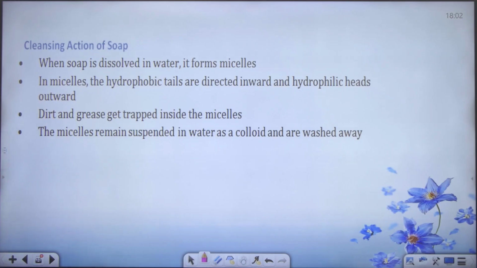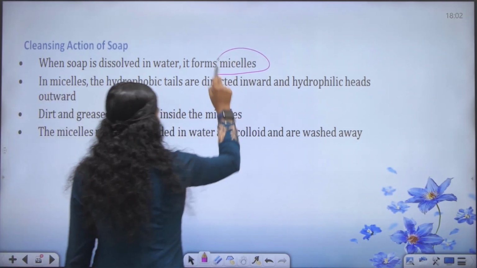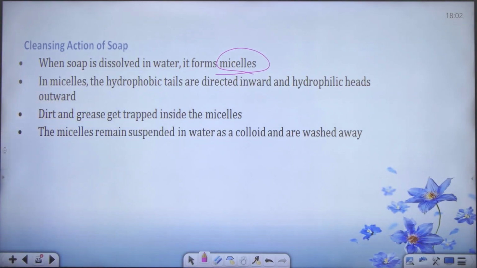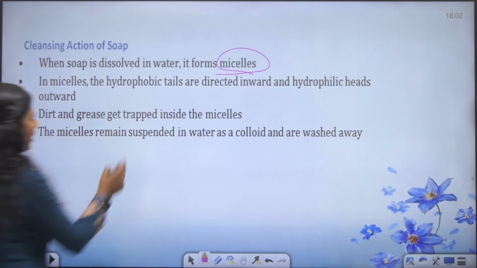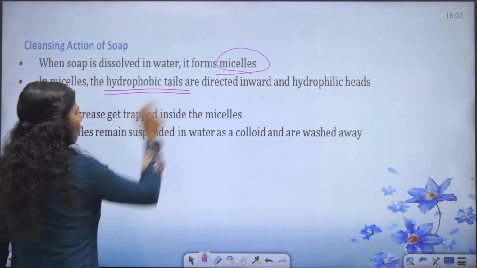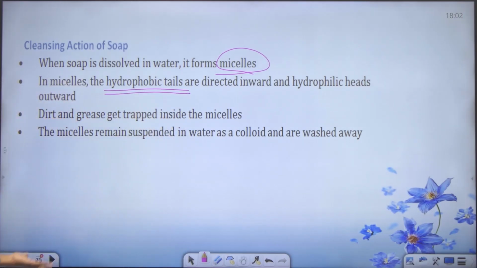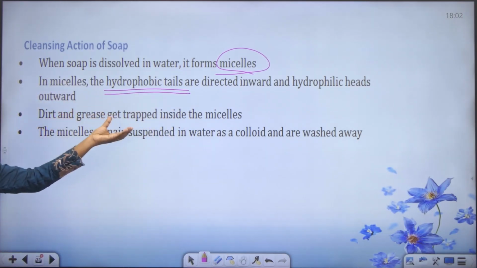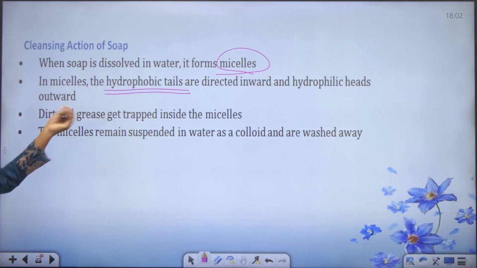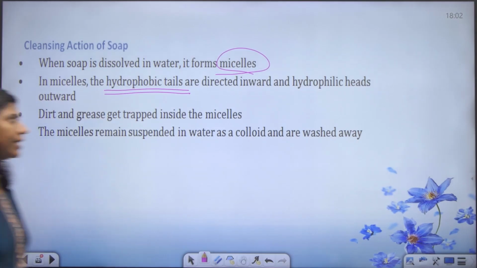When soap is dissolved in water, it forms micelles. Micelle formation: soap dissolved in water forms micelles. In micelles, the hydrophobic tails are directed inwards and the hydrophilic heads outward. We know that hydrophobic means the water repelling part. The longest hydrocarbon chain part is the water repelling part. That is the tail part, directed inwards, and the hydrophilic head.